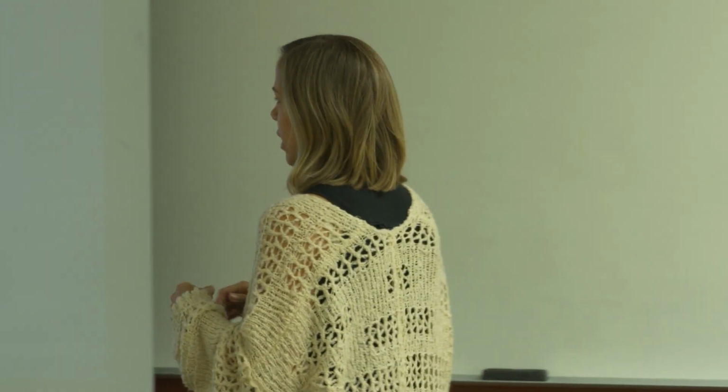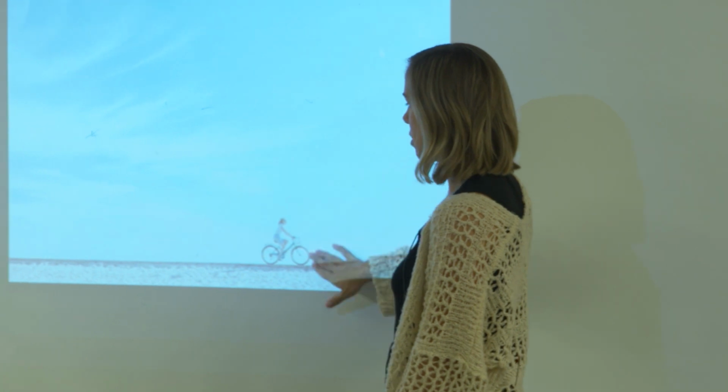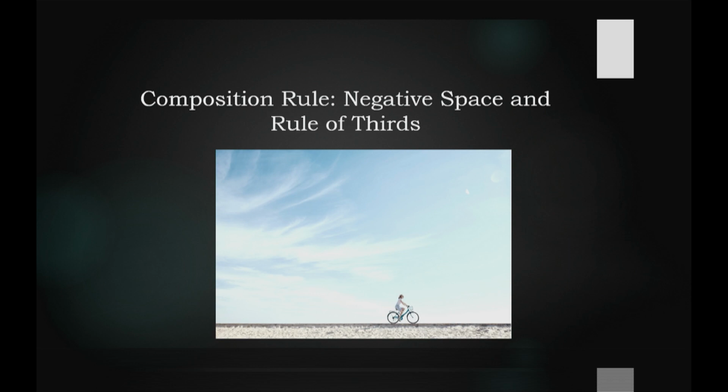Another one is negative space. So we have kind of a smaller image, and all around the image there's blank sky or something that's, what's the word I'm looking for? I don't want to say monochromatic, but I can't think of the word I want right now.